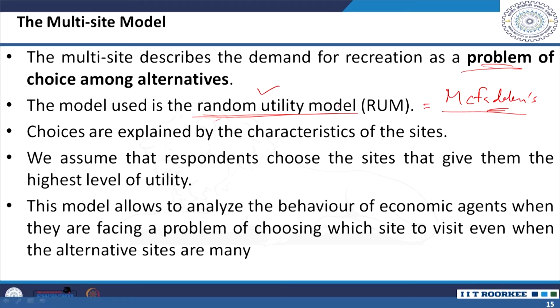So, here what happens exactly, the choices are explained by explaining different characteristics and attributes of those sites, and we assume that the respondents will be choosing those sites that will be giving them the highest utility, right. Based on this understanding, the random utility model will allow us to analyze the behavior of economic agents when they are facing a problem of choosing, when alternatives are many, then which one is to be chosen. So, that is what this model will be helping us to analyze.